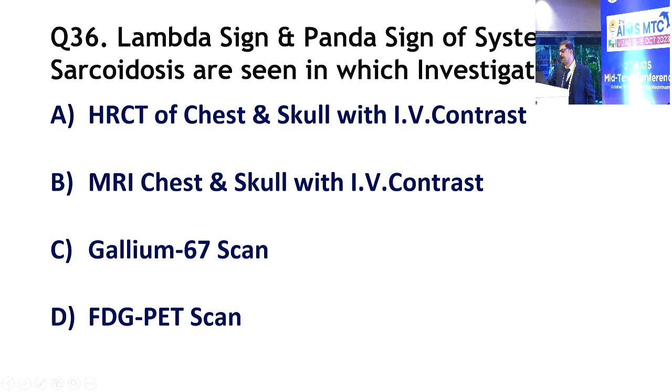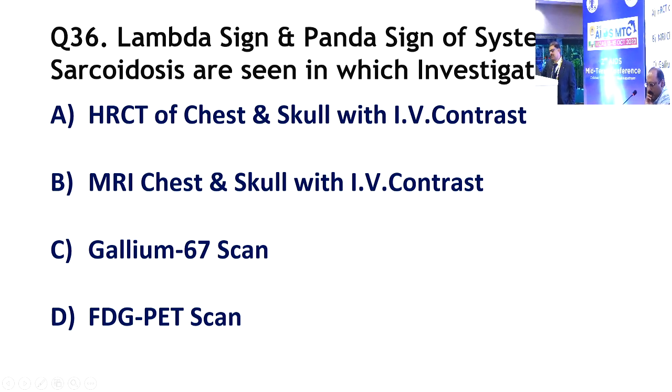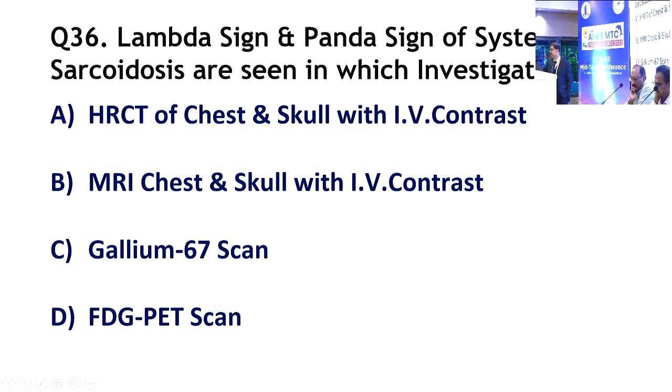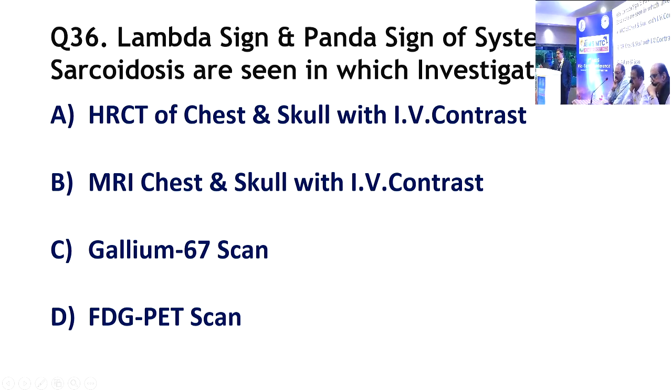Question number 36. Lambda sign and panda sign of systemic sarcoidosis are seen in which of the following investigations? Option A, HRCT of chest and skull with IV contrast. Option B, MRI chest and skull with IV contrast. Option C, gallium 67 scan. Option D, FDG PET scan. FDG PET scan obviously uses glucose.